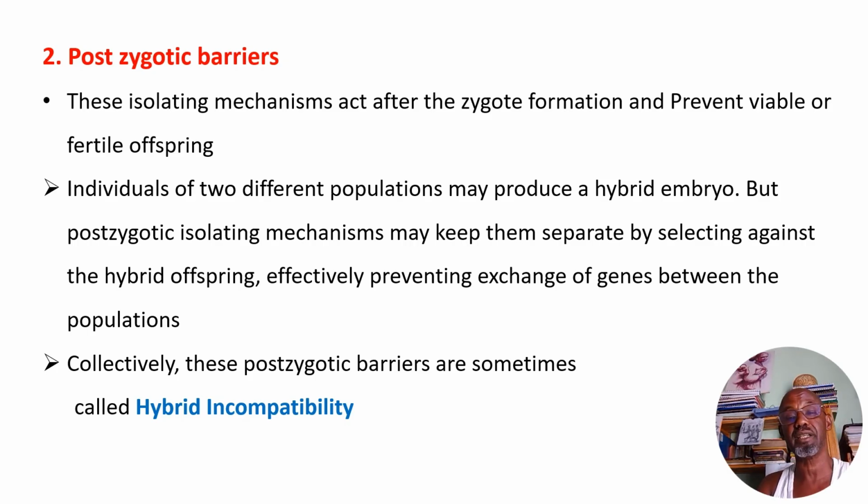These isolating mechanisms act after the zygote formation and prevent viable or fertile offspring formation. Individuals of two different populations may produce a hybrid embryo, but post-zygotic isolating mechanisms may keep them separate by selecting against the hybrid. Natural selection is acting on the hybrid. It prevents the hybrid from completing its embryonic development and being born healthy and viable. It may be aborted, or it may develop and be born and immediately die before reaching sexual maturity, or it can be born, develop and grow, but become sterile.